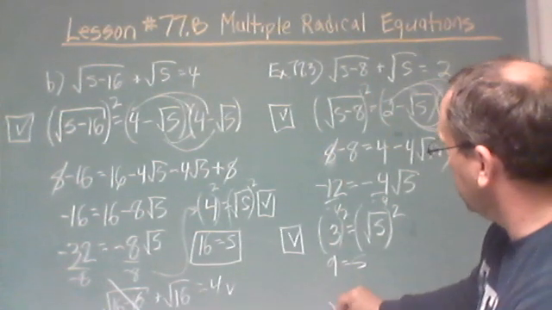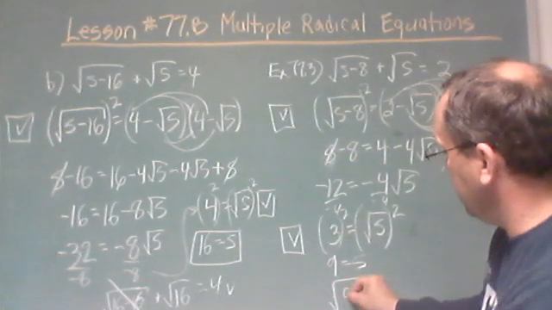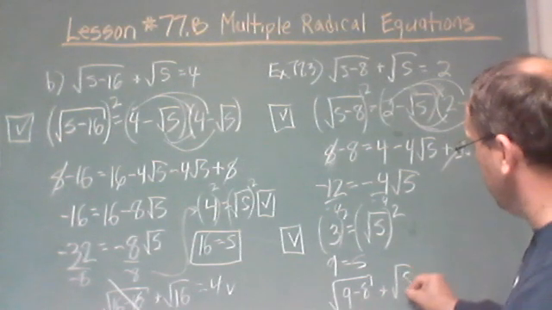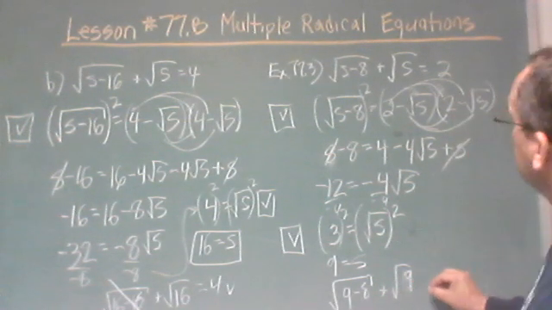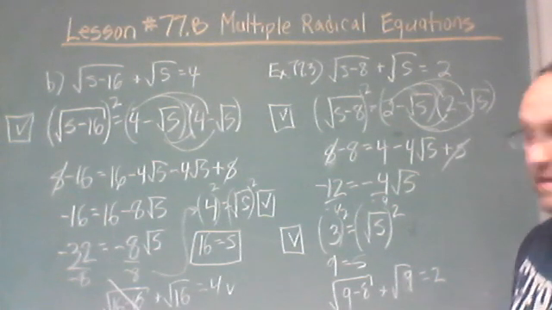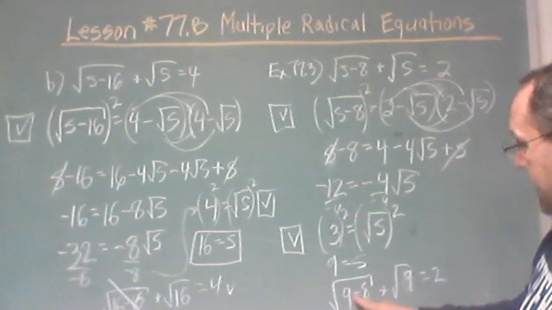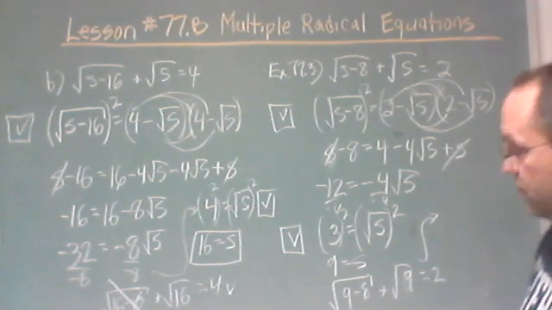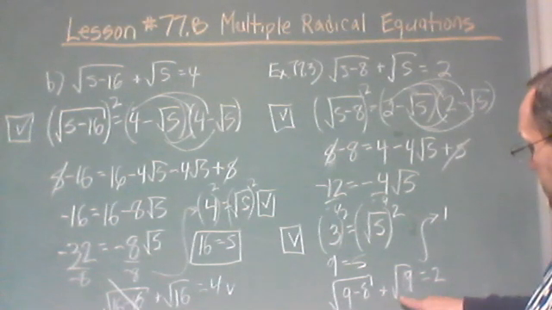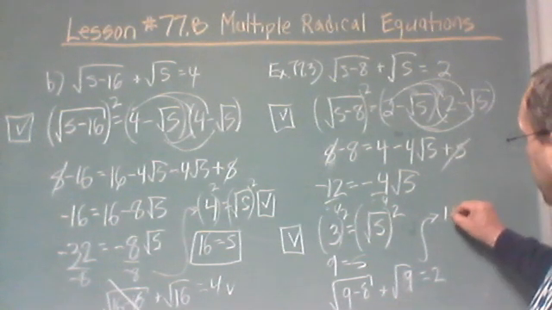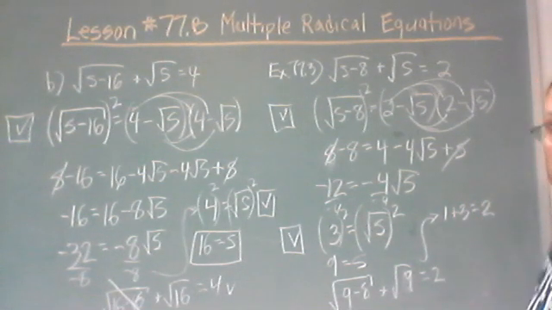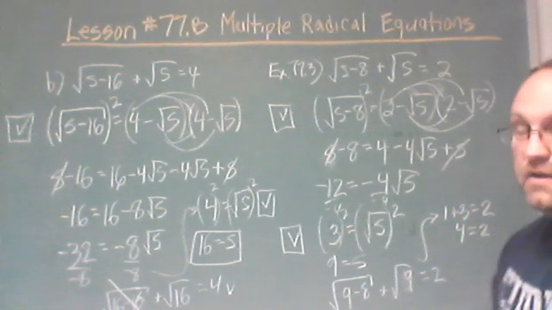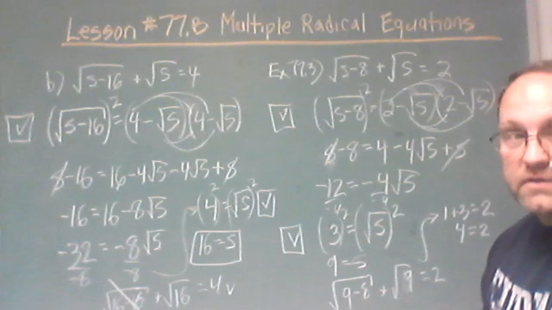Let's plug it in. I get the square root of 9 minus 8 plus the square root of S, which is 9, equals 2. What do I get? 9 minus 8 is 1, the square root of 1 is 1. I see I'm running out of chalkboard. So I get a 1. The square root of 9 is 3. 1 plus 3 equals 2. What does it give me? It gives me 4 equals 2. Does 4 equal 2? No, it doesn't work out.